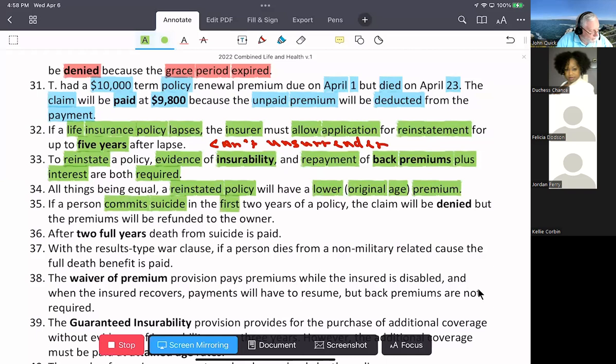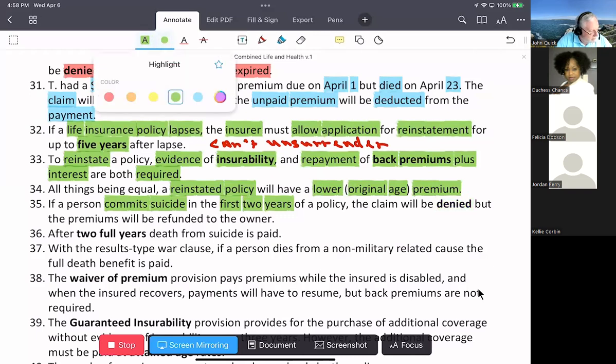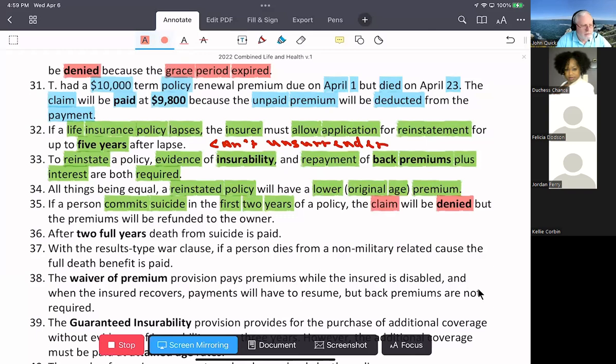If a person commits suicide in the first 2 years of the policy, the claim will be denied, but the premiums will be refunded to the owner, plus interest. But after 2 full years, suicide is paid.